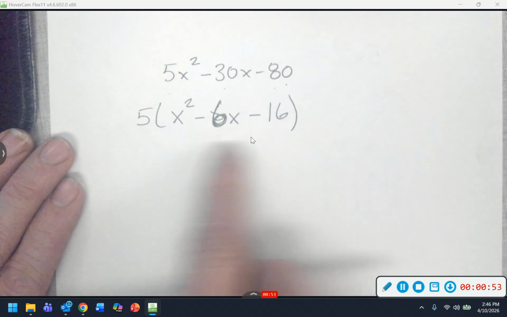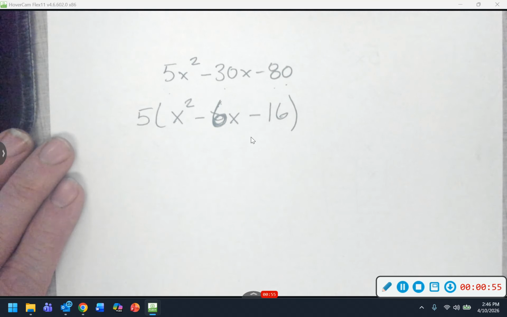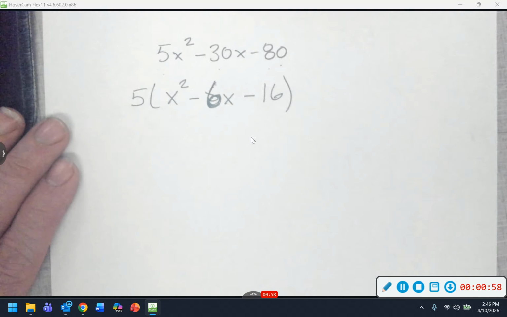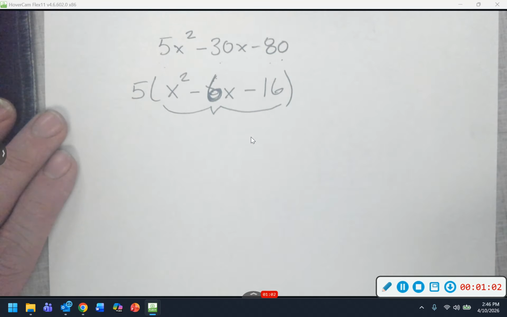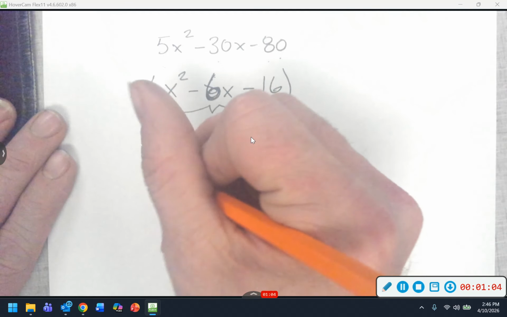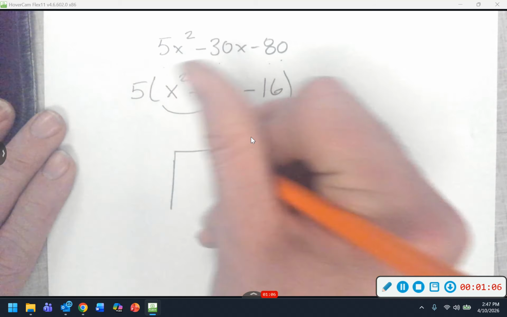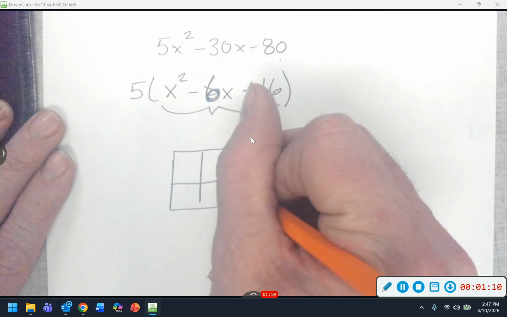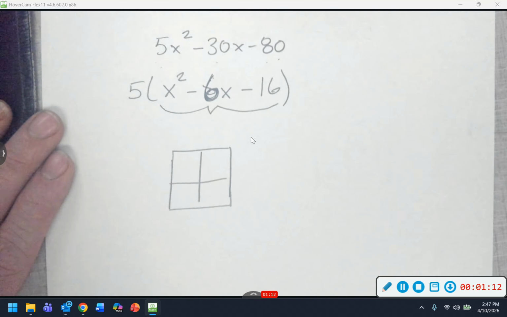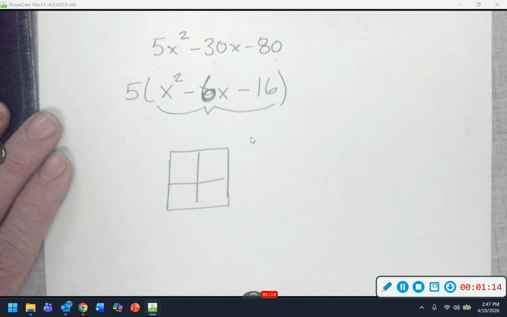And now that I've factored out that GCF of 5, I can start to use my strategy for factoring. And I'm going to factor this expression, ignoring my GCF till the end. The way I like to do it, at least for 8th grade algebra, is by using a box. This is the model that helps you multiply, but it's also a model that helps you factor.